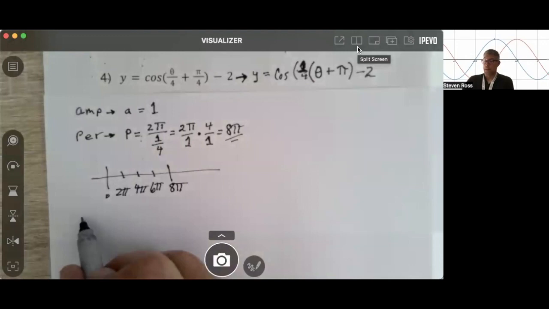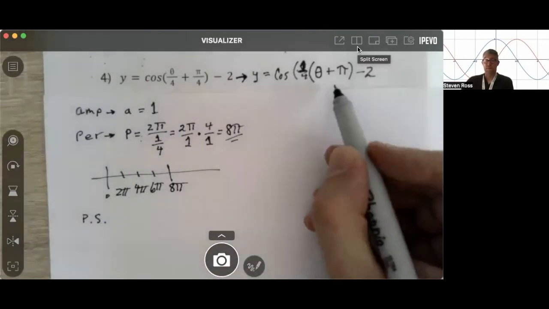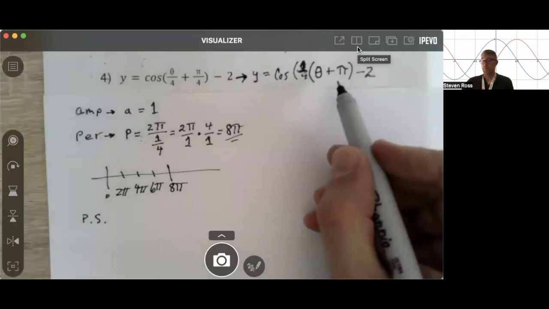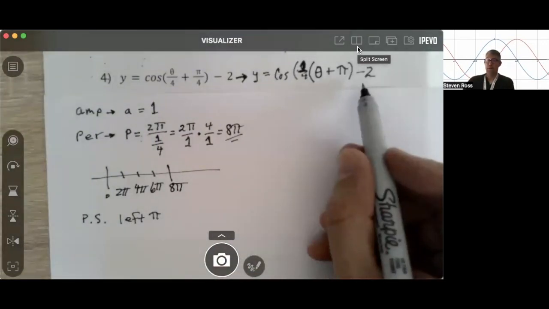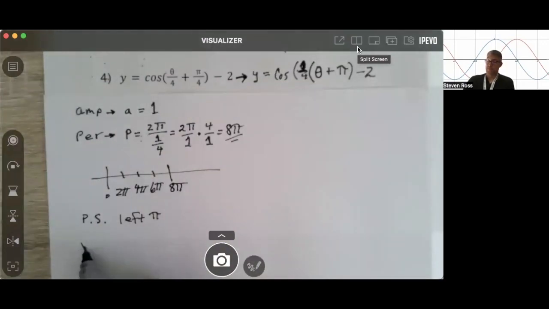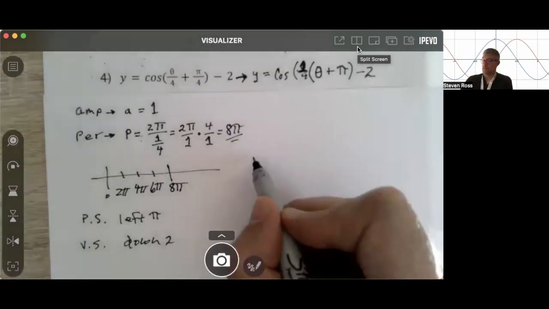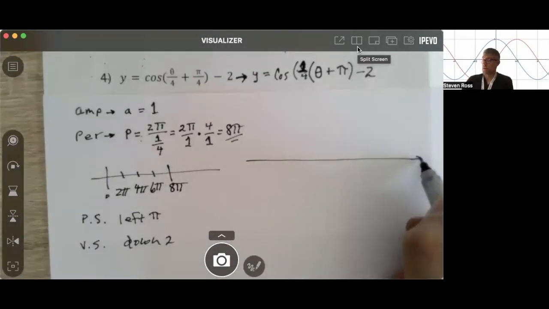Now let's look at the phase shift. And the phase shift is a plus pi. Plus pi means that it's going to the left pi radians. The minus 2 for the vertical shift means down 2. Down 2. Okay. I think we're ready.